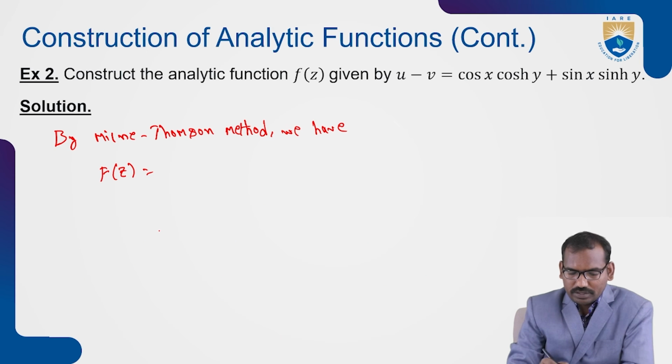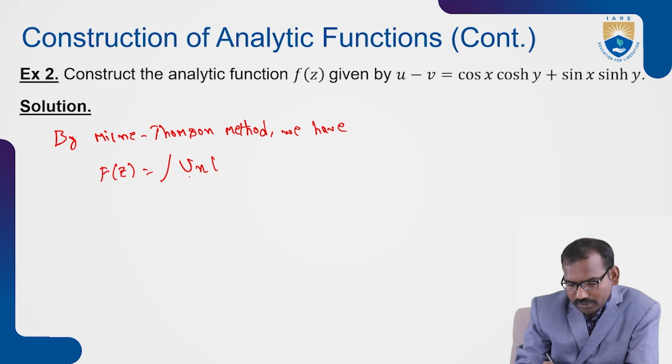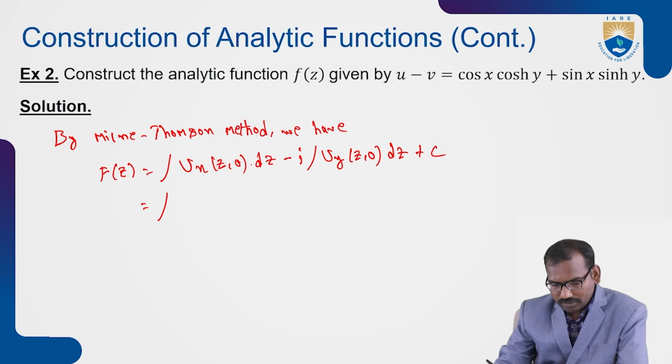See here, capital F of z is the integral of capital U sub x, in the partial derivative of capital U sub x, x replaced by z, y replaced by 0, dz, minus I times the integral of capital U sub y, x replaced by z and y replaced by 0, dz, plus c. So here we already calculated these terms, so simply replace x by z and y by 0.